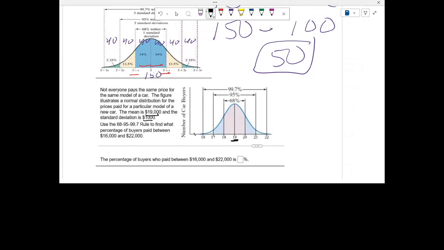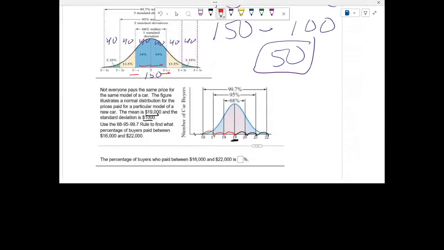Y'all, I want you to notice something. If this is 19,000, look, that's 20,000, 21,000, 22,000. You're paying more than the average if you're going to the right. If we were to go to the left, below the average, that's 18,000. That means we got a good deal, right? We paid $1,000 less, or we paid $2,000 less, or we paid $3,000 less, right?